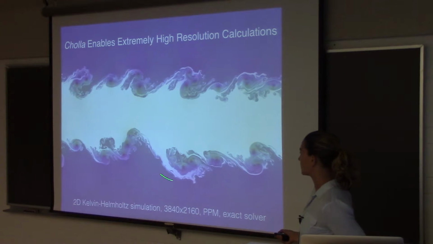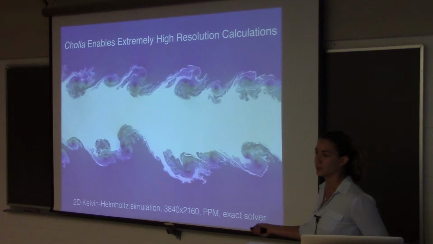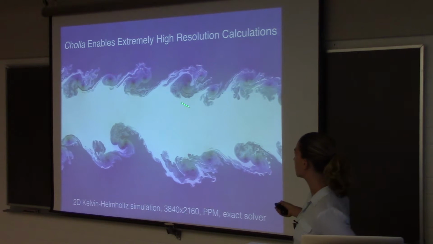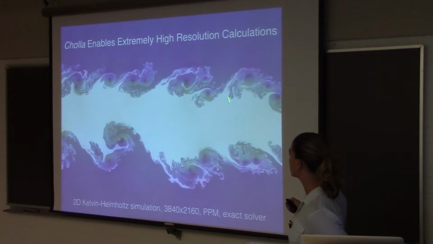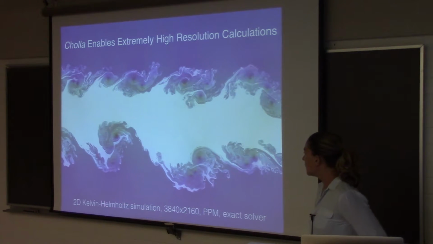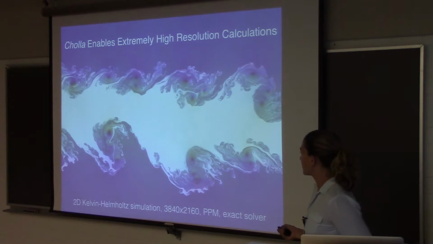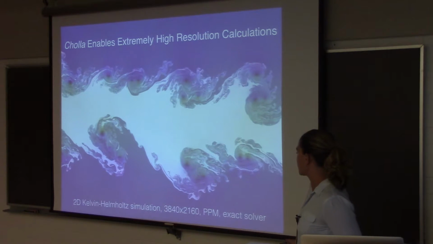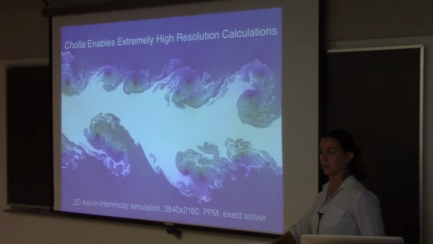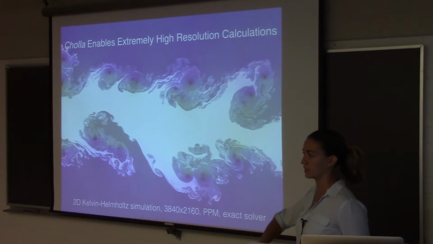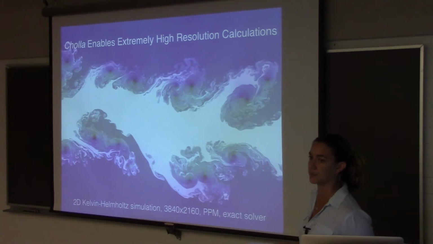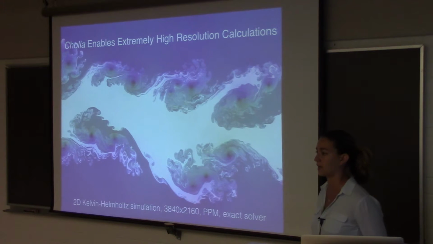In this case, because we started with a discontinuity, the instabilities are seeded at the grid scale, and then they grow. So you get small eddies that turn into larger and larger eddies. In this particular case, the point is just that this was a calculation at basically double HD resolution that we did on a single GPU. This is the kind of GPU that I have in my laptop.